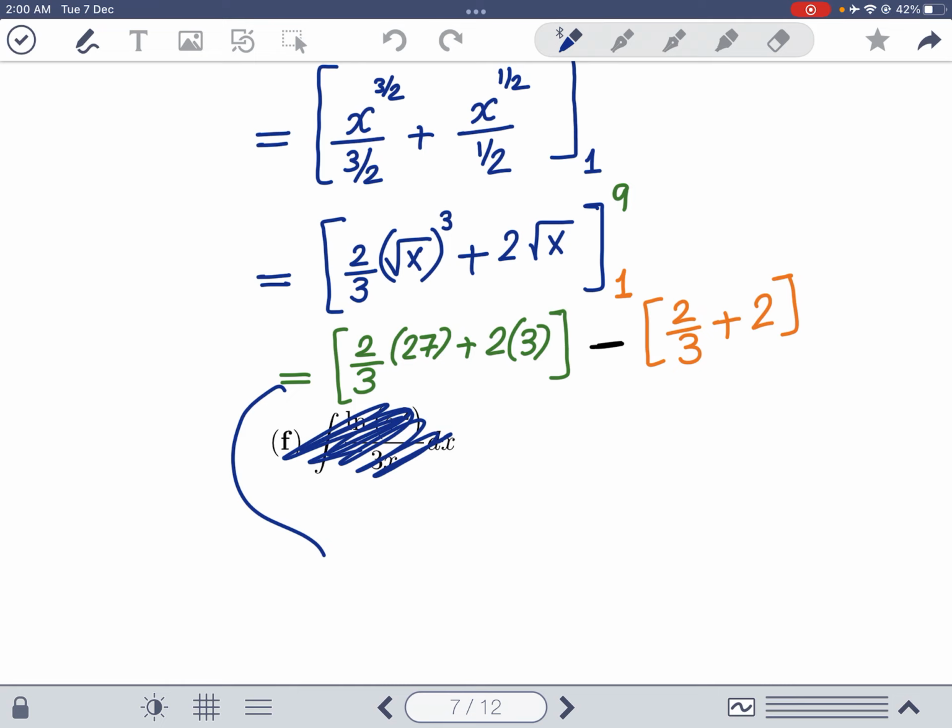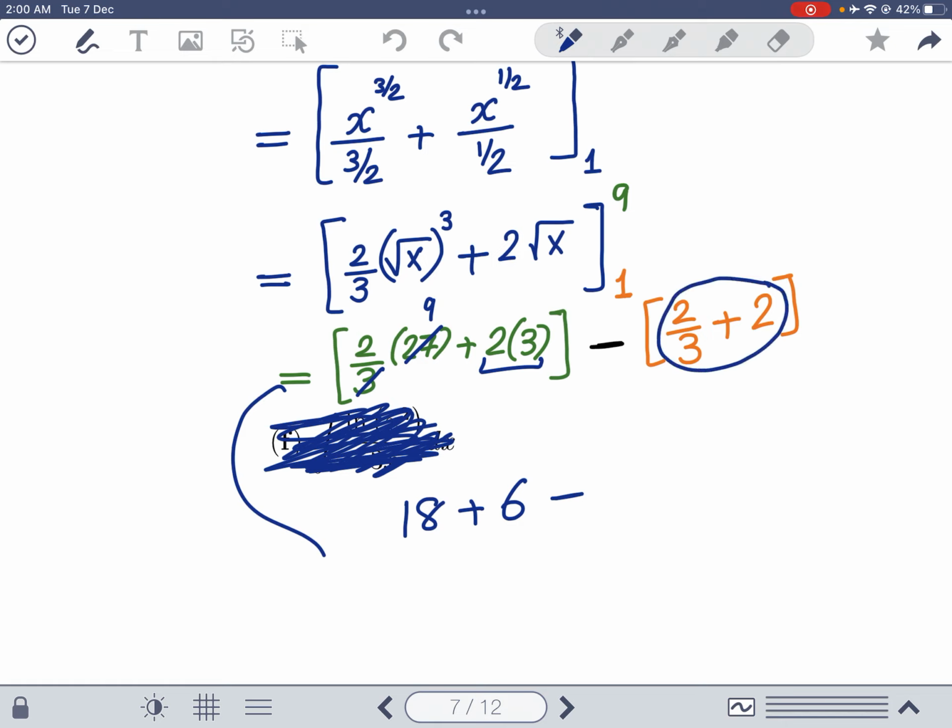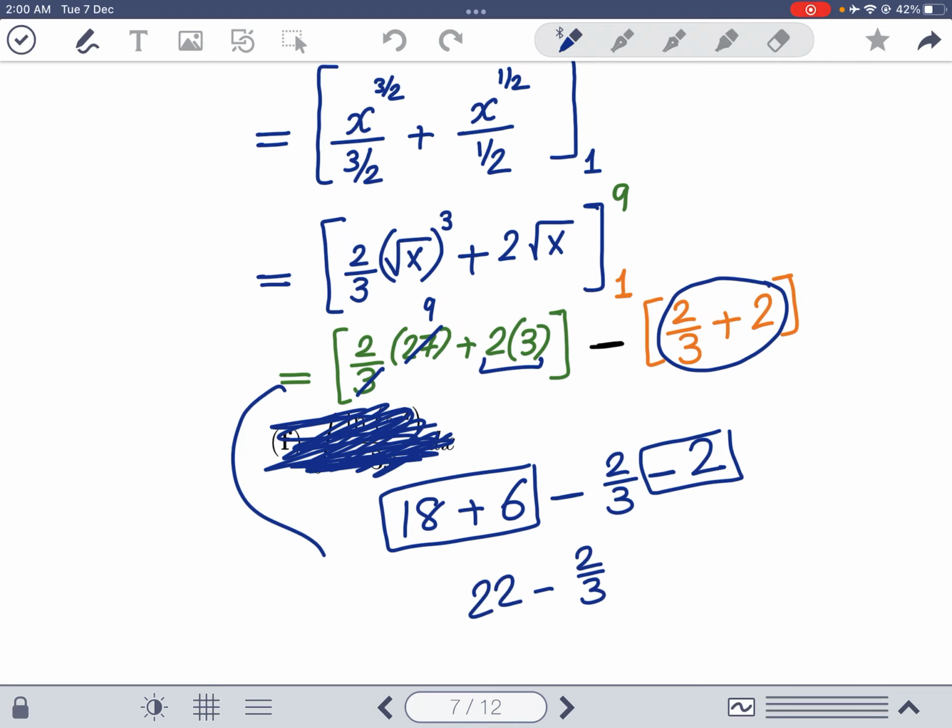So let's keep this out of the way and see. Yeah, 3 cancels, and this is 9. 9 times 2 is 18, plus 2 times 3 is 6, minus, what is this? Okay, let's say minus 2 over 3, minus 2. 18 plus 6 is 24. 24 minus 2, 22. Minus 2/3 is 21 and 1/3, which is 68 over 3, I guess. So 68 over 3. Let's see.